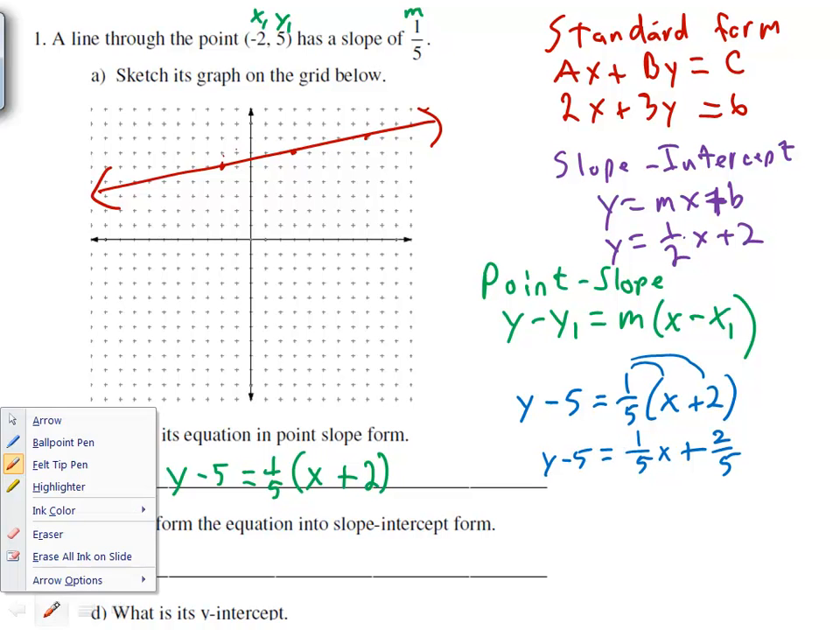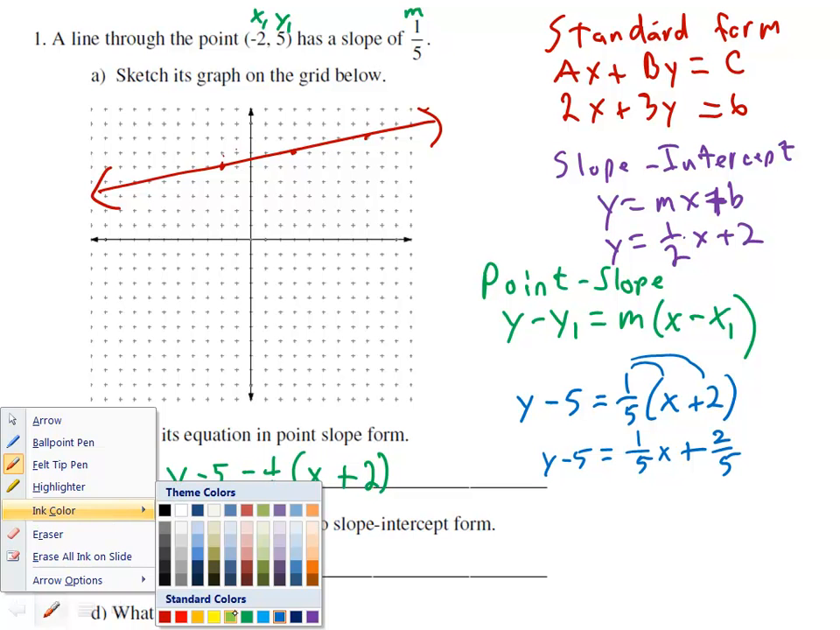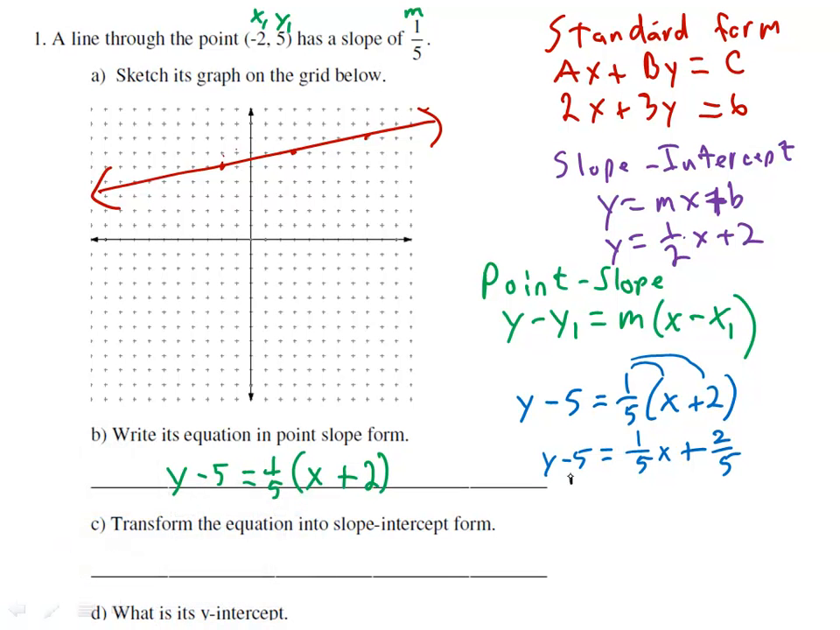Now the second step then is to solve it for y. Add 5. All right, so y equals 1/5 x plus 5 2/5, or frequently you'll see it left as an improper fraction, which would be 27/5. So there it is, y equals 1/5 x plus 27/5.